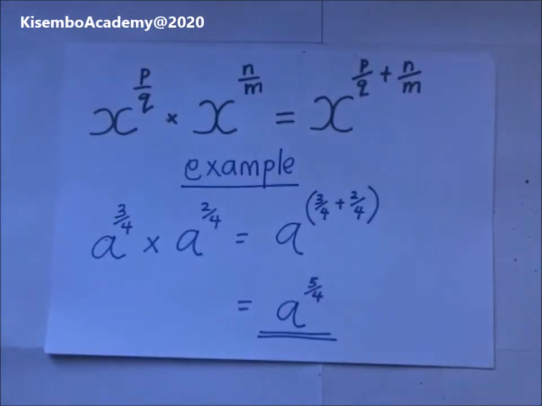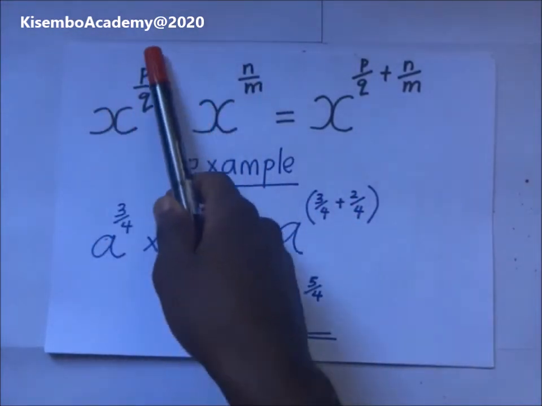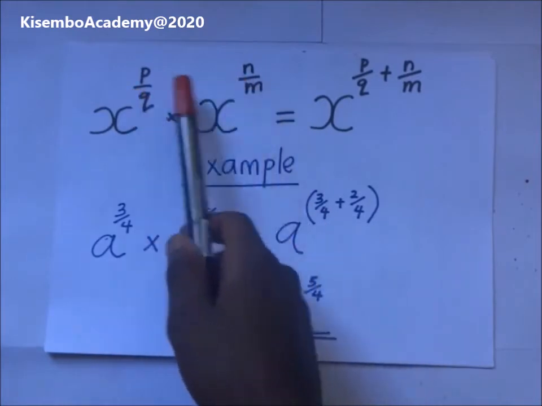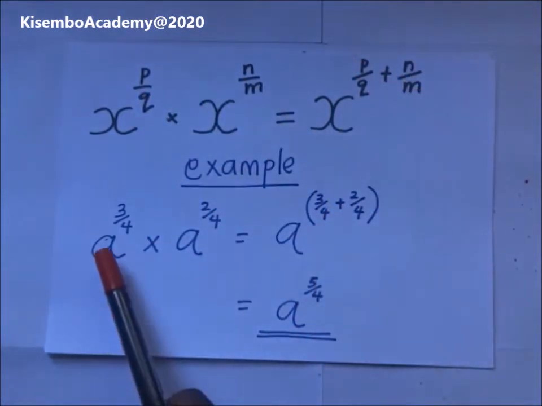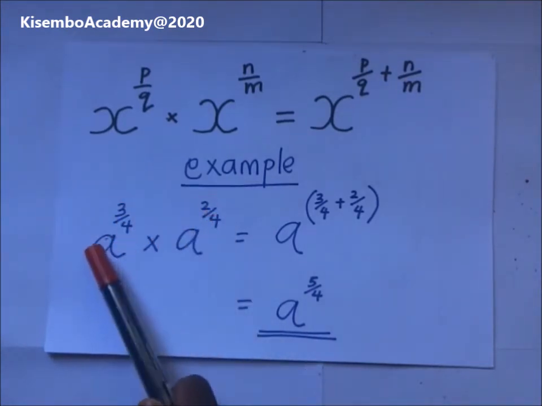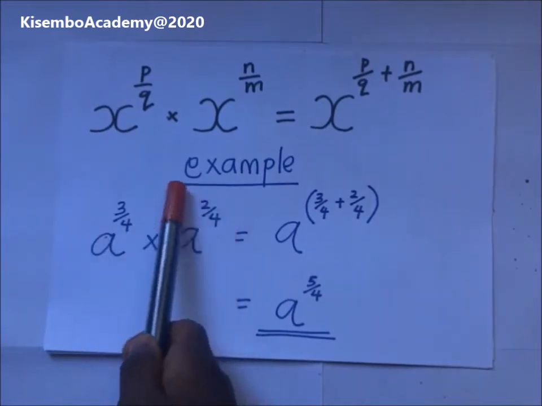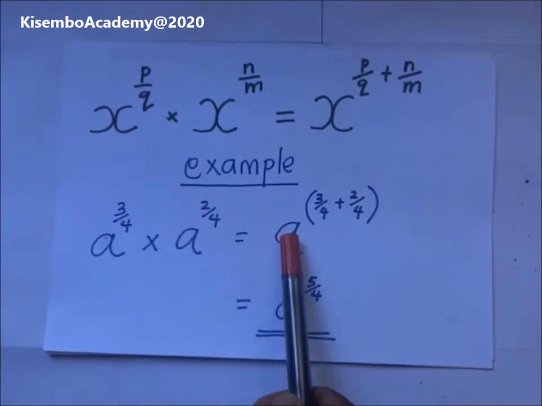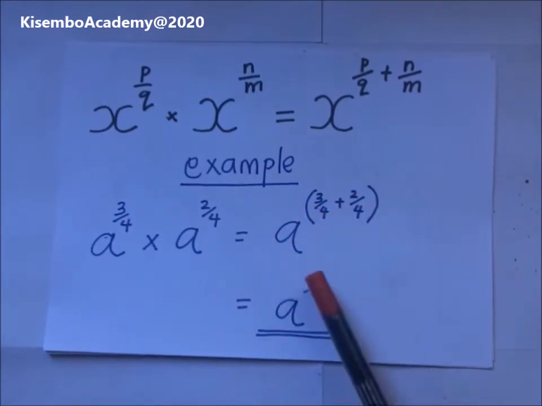For example, when we are multiplying fractional indices, x to the power p over q and x to the power n over m, when the base is the same, you're going to add the fractions, which is p over q plus n over m. In our example, a to the power 3 over 4 times a to the power 2 over 3. Because it is multiplication of these two indices, they are having the same base, so we shall add the powers. And so it's going to be a to the power 3 over 4 plus 2 over 3. When we add those two fractions, we end up with a to the power 17 over 12.